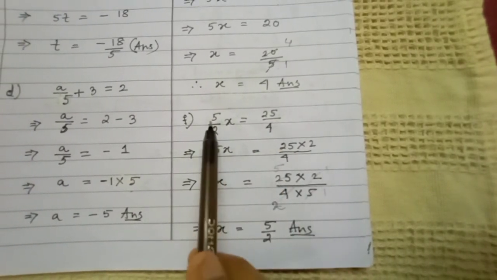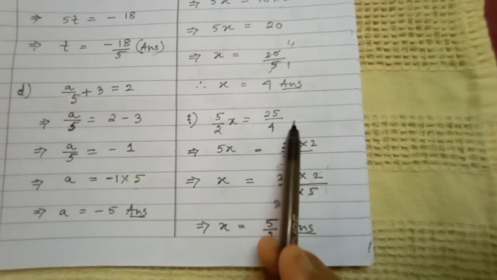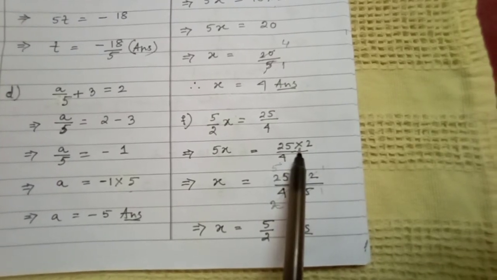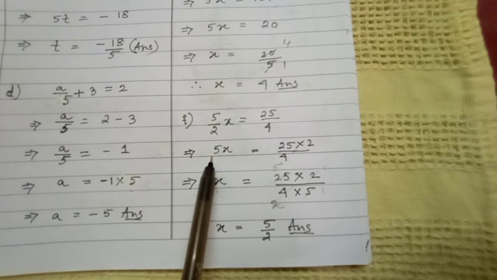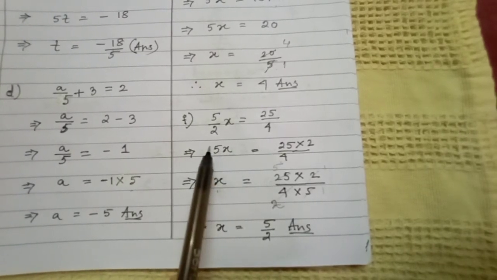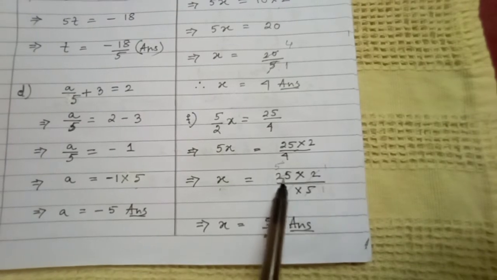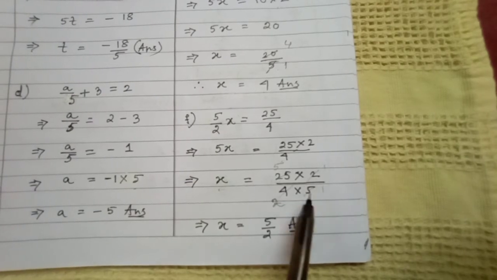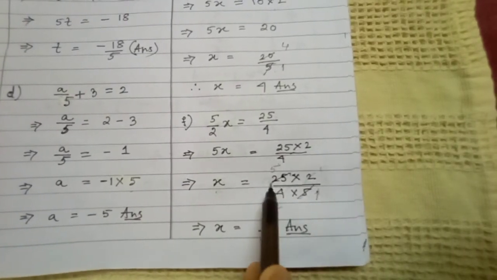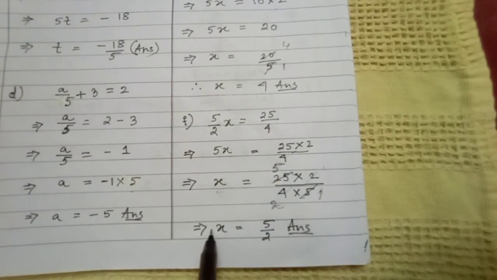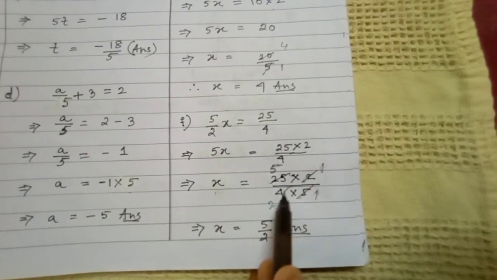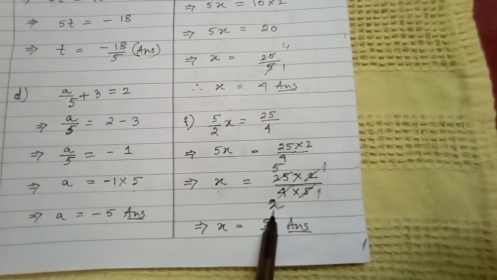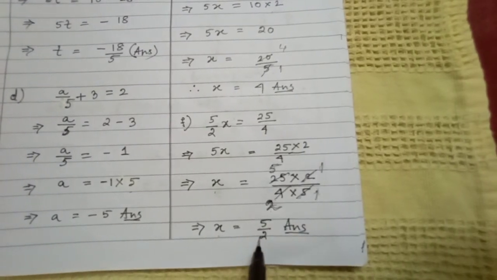Next one is 5 by 2 x is equal to 25 by 4. Same here, 5x, and 2 will go here with the multiplication sign. 25 by 4 into 2. Next, x and 5, where will the 5 go? It was a multiplication condition here, so it will go down. 25 into 2 divided by 4 into 5, then 5 1s are 5, 5 5s are 25, cancelled out. 4 2s are 8, 2 1s are 2, 2 2s are 4. So what is left here? 5 in the numerator and 2 in the denominator. So x is equal to 5 by 2.